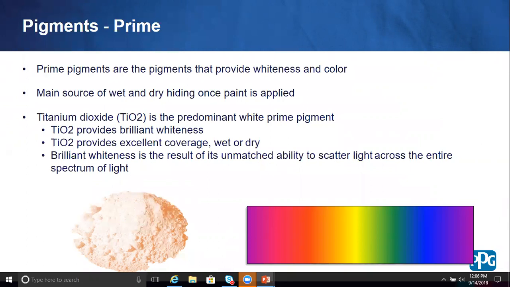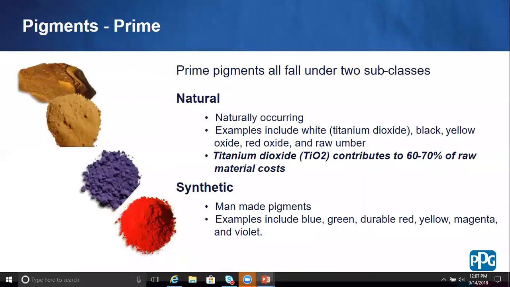Darker colors don't have that brightness coming back at you, so with darker colors, you can see surface imperfections sometimes. So when you get to the colored pigments, there are basically 2 subclasses. There are natural pigments, or organic is what we call them. They're naturally occurring, and examples include white titanium dioxide, carbon black, yellow oxide, red oxide, and raw umber.